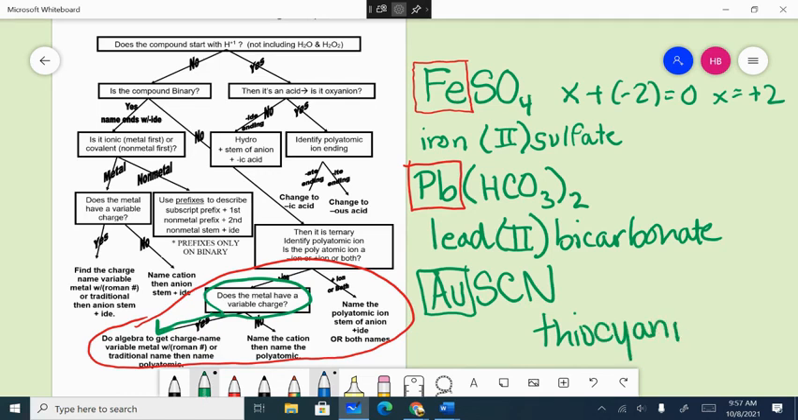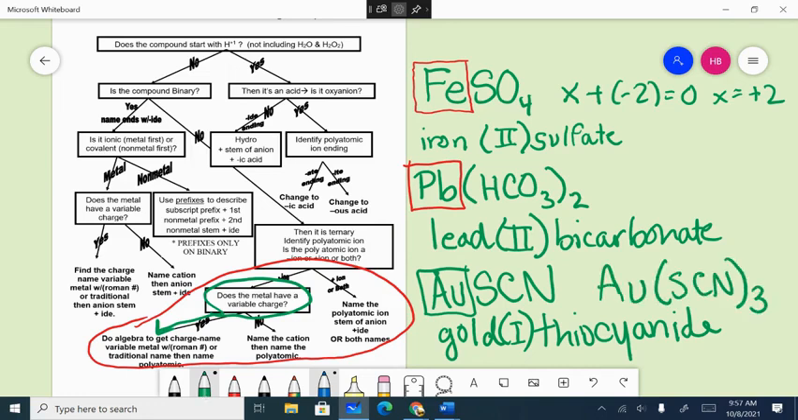Thiocyanide. It is a -1. So what does the charge on gold have to be? Gold(I) thiocyanide. What do you guys think? Can you do this? I mean, auric thiocyanide would be that. This would be plumbous bicarbonate. This would be ferrous.